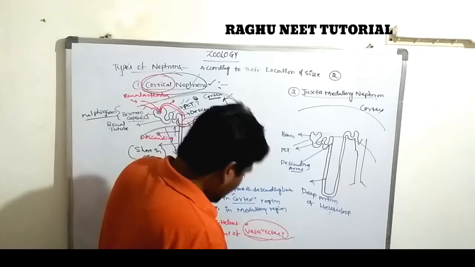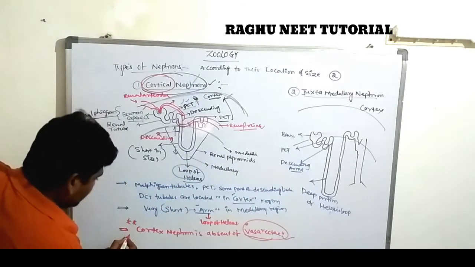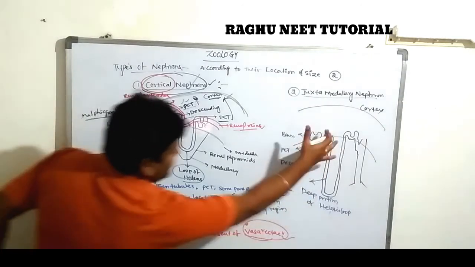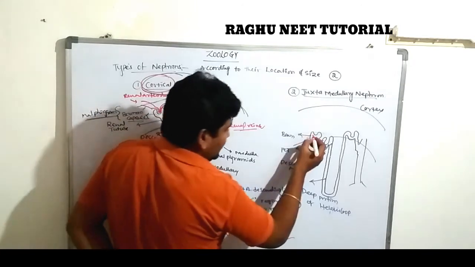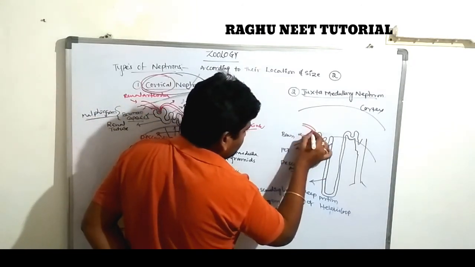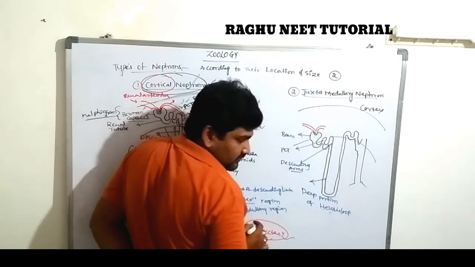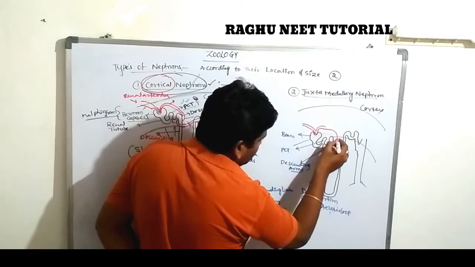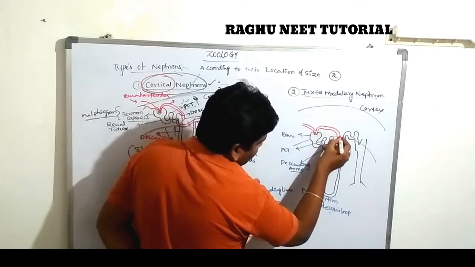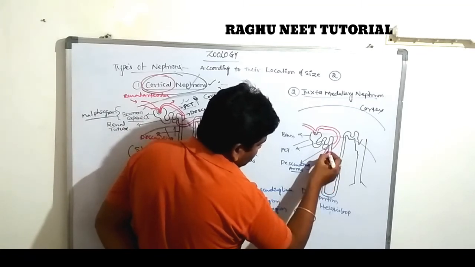So, juxtamedullary and cortical nephrons, let's see the difference between these two. Cortical nephrons lack this feature, but juxtamedullary nephrons have the presence of it. Let's see the diagram. This is the glomerulus, and the looping of which one? The descending arm.